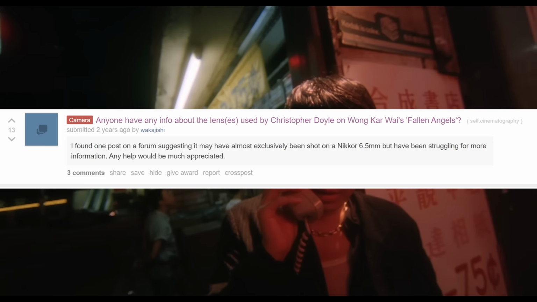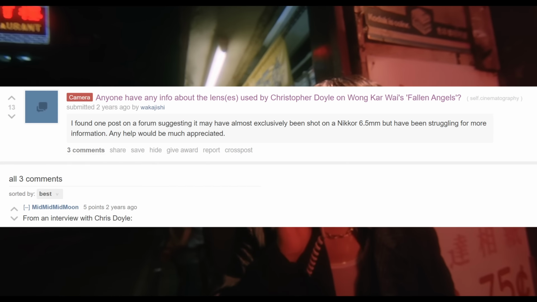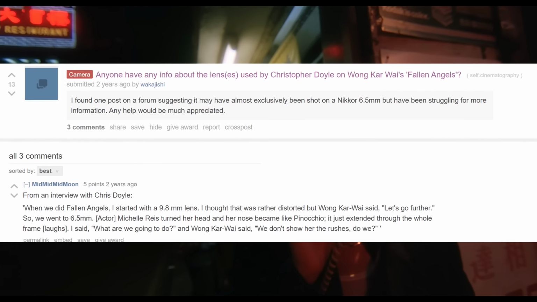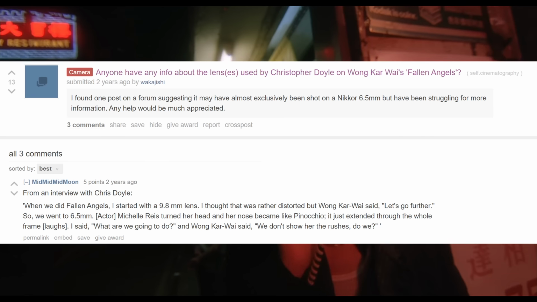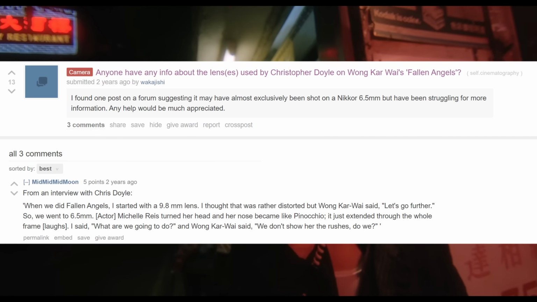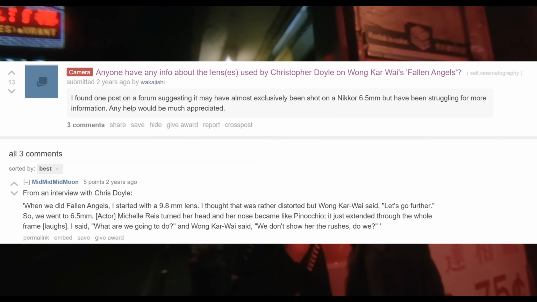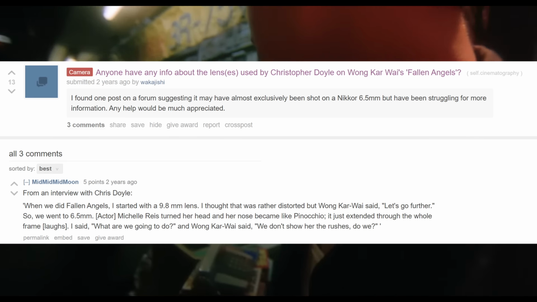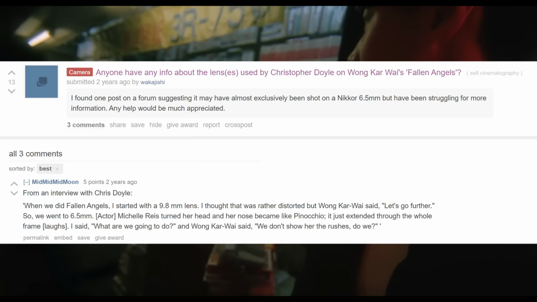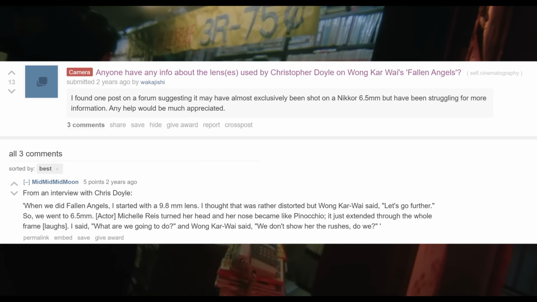The quote is cited as from an interview with Chris Doyle and reads, "When we did Fallen Angels, I started with a 9.8mm lens. I thought that was rather distorted, but Wong Kar Wai said, let's go further. So we went to a 6.5mm. Michelle Reis turned her head and her nose became like Pinocchio, just extended through the whole frame. I said, what are we gonna do? And Wong Kar Wai said, we don't show her the rushes, do we?"